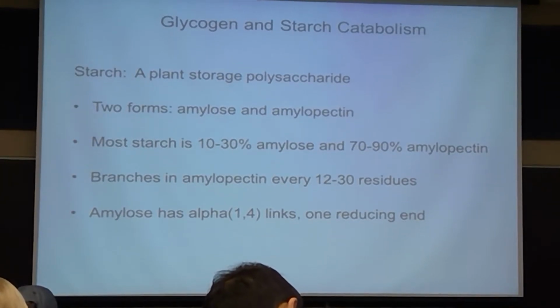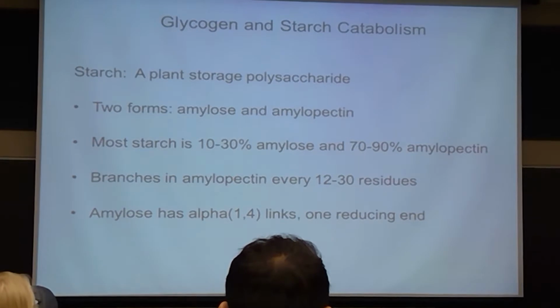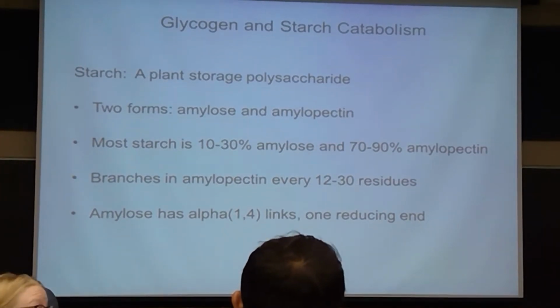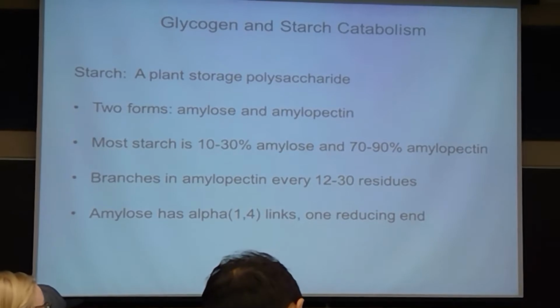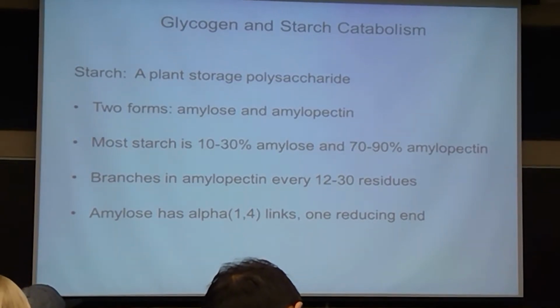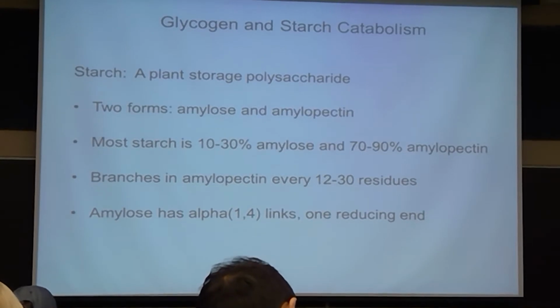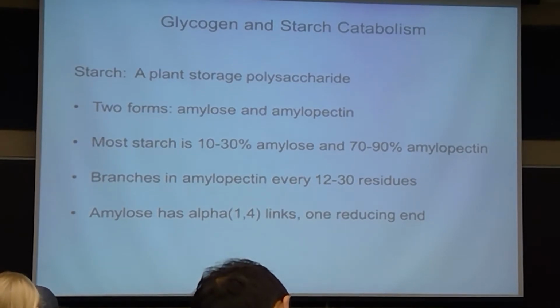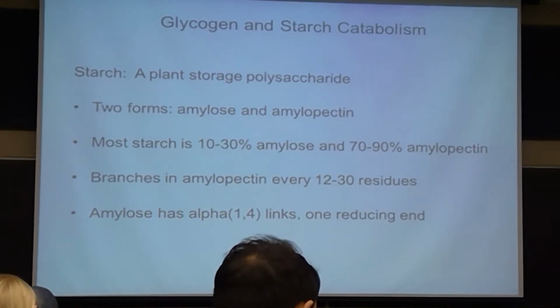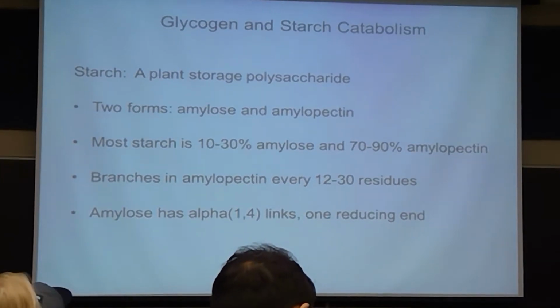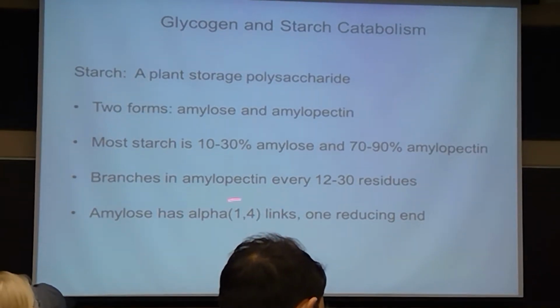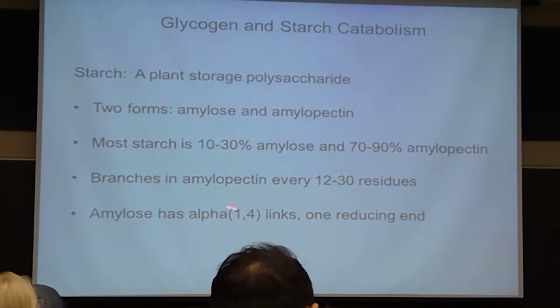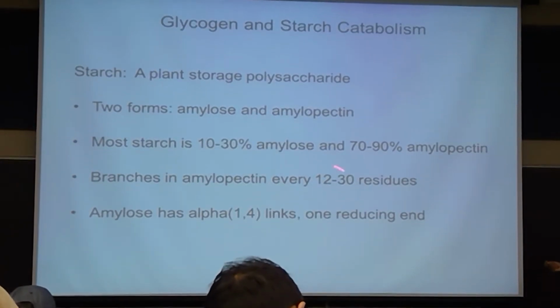What is the difference between amylose and amylopectin? The bond. Yes? It's like the bond is alpha 1,4 versus alpha 1,6. No, all of them have alpha 1,4. The amylopectin has alpha 1,6 linkages. This branch. Correct? All of them, the linear chain is alpha 1,4. The branch is the alpha 1,6. So amylose is alpha 1,4, and amylopectin branches every 12 to 30 residues.